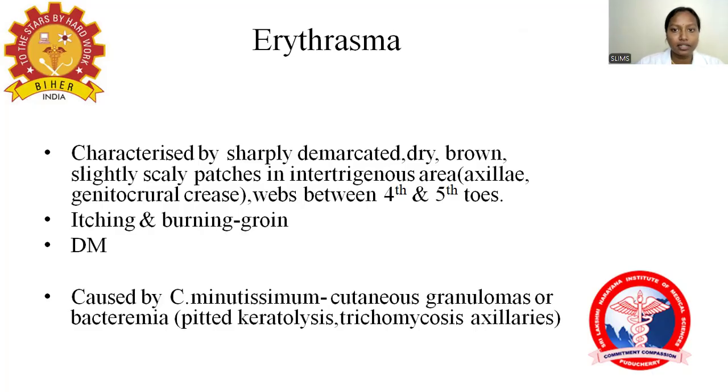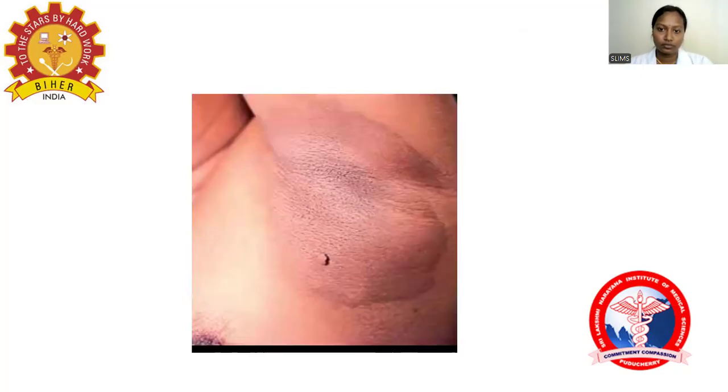And if diabetes is there, it is always a predisposing condition. So the causative organism here is Corynebacterium minutissimum. It causes cutaneous granulomas or bacteremia. This Corynebacterium minutissimum can also cause pitted keratolysis and trichomycosis axillaris. In the picture, you can find a well-defined hyperpigmented macule in the axillary area. So you should always keep erythrasma in mind.